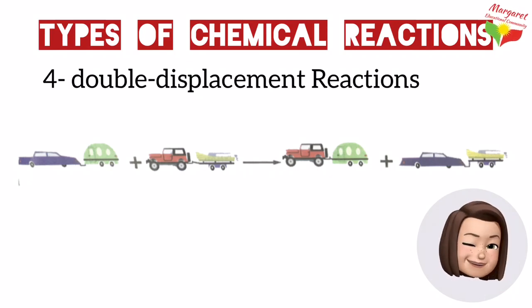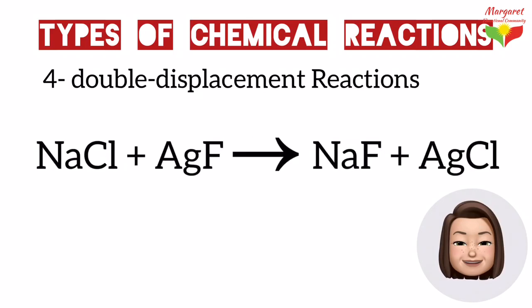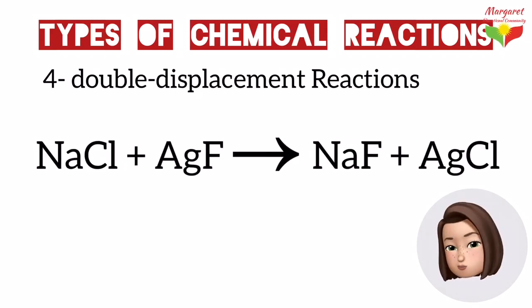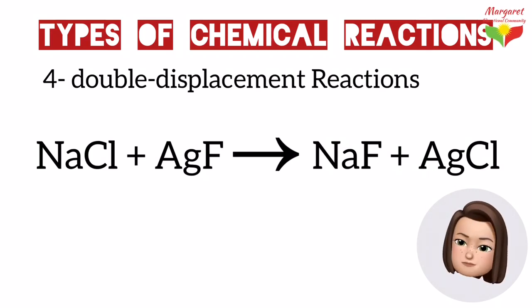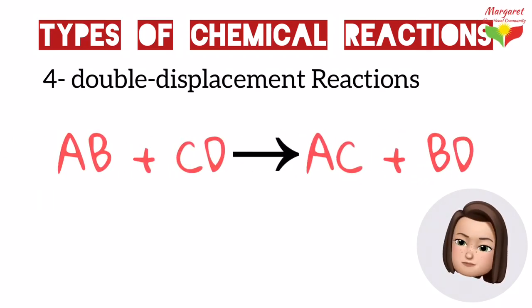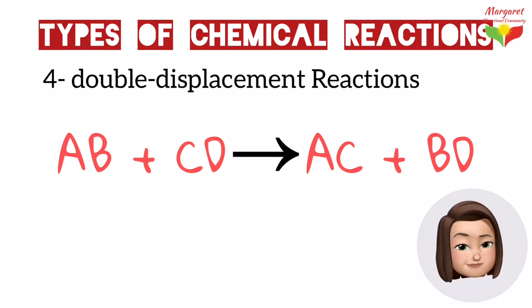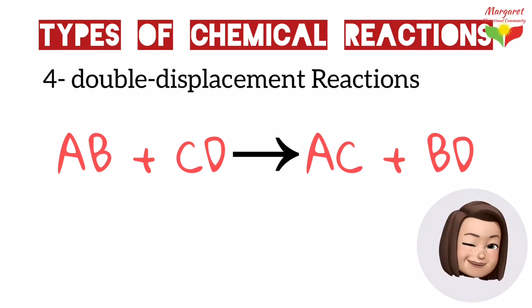An example is this equation: sodium chloride reacts with silver fluoride and forms sodium fluoride and silver chloride. To represent this equation with letters, it would be AB plus CD, forming AC plus BD.